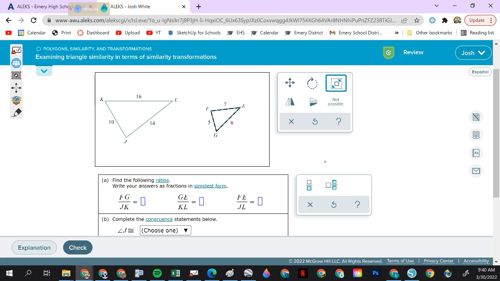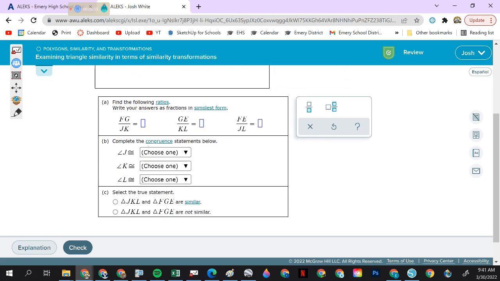Okay. Then it asks, find the following ratios. So FG divided by JK. So JK is 10 and FG is 5. So 5 divided by 10 is going to be 1/2.